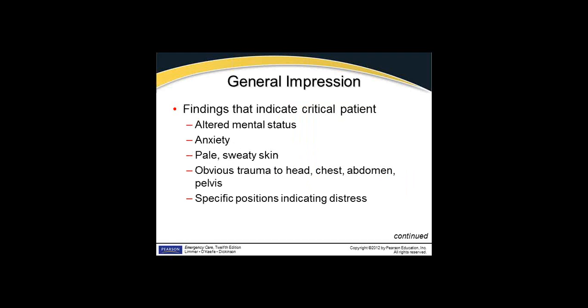Findings that indicate a critical patient. These are things you're going to want to know. Altered mental status, anxiety, pale, sweaty skin, obvious trauma to the head, chest, abdomen, or pelvis, and specific positions indicating distress. Somebody having shortness of breath, propping themselves up on their arms. Basically, we call it the tripod position. They're having such a hard time, they're getting weak and tired. That's a bad sign. These are not all there is, but these are, in general, things that start to get our mind going, oh, this is potentially a critical patient.